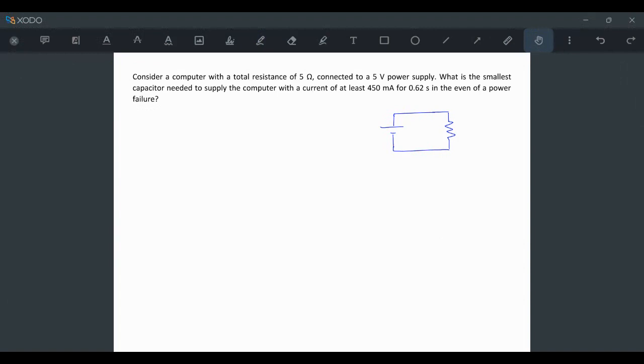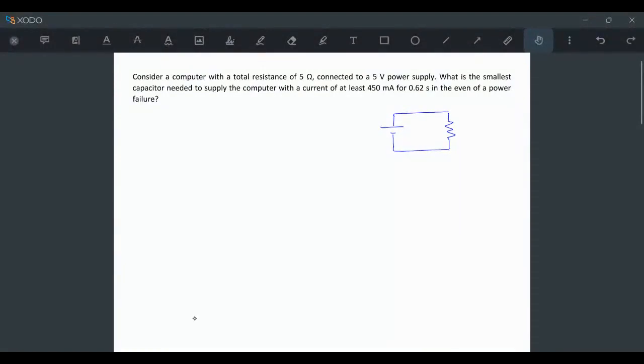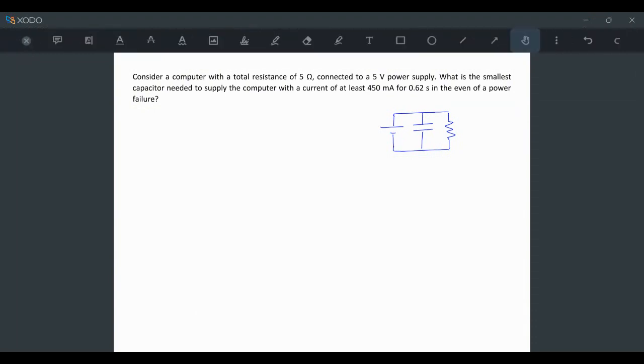And we're told that there's a capacitor that, in the event of a power failure, can supply the current, or the required power, to keep the computer running for a little bit. So it's just like a flicker in the power or something like that. Sometimes it shuts off for just a second. You have this backup capacitor that can give you some short-term backup power.